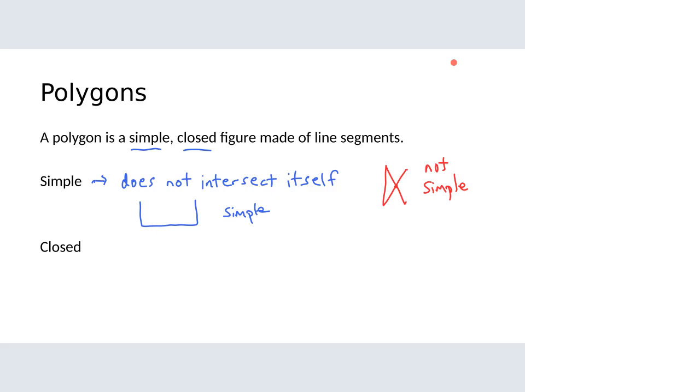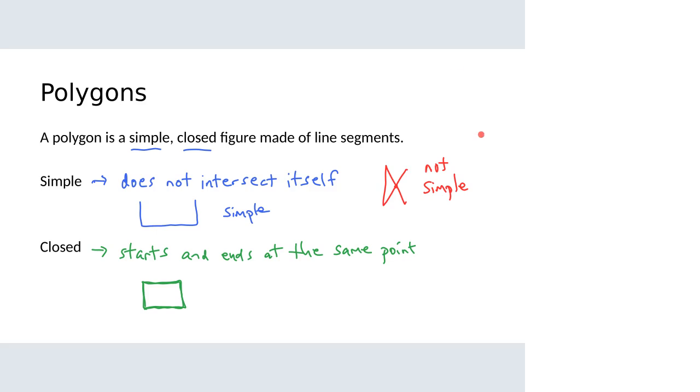The next word we need to give a definition to is closed. And a closed figure starts and ends at the same point. An example of that might be, notice we started right here, and when I draw it, I end at the same place. Now, it doesn't have to be the upper left. I could have drawn this same shape by starting out down here, and I draw the figure, and I start and I end at the same point.